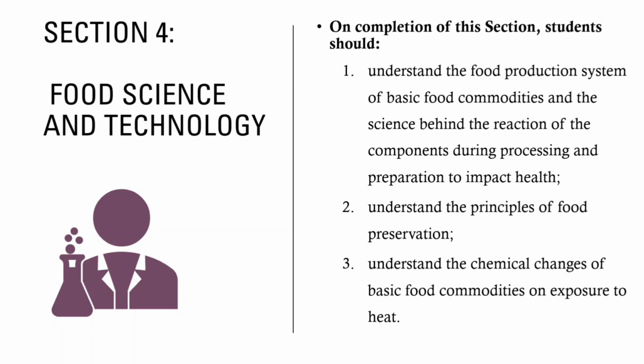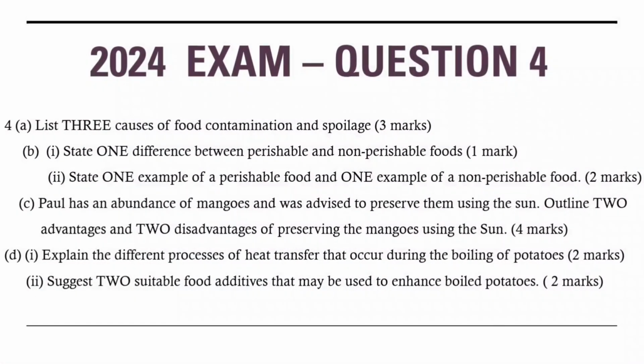Now let us look at question 4. For A, list 3 causes of food contamination and spoilage. 3 marks. Part B1, state one difference between perishable and non-perishable foods. 1 mark. Part B2, state one example of perishable food and one example of non-perishable food. 2 marks. Part C, Paul has an abundance of mangoes and was advised to preserve them using the sun. Outline 2 advantages and 2 disadvantages of preserving the mangoes using the sun.